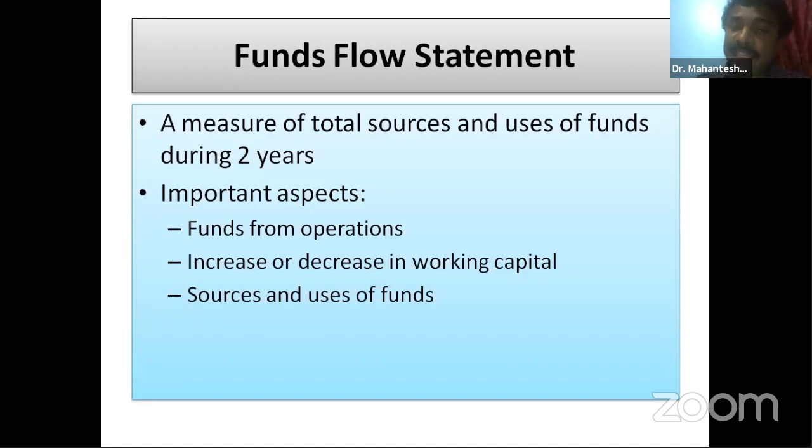Now when will there be an increase in working capital? When current assets increase, there will be an increase in working capital, or when current liabilities decrease, there will be an increase in working capital. Simple. Current assets increase will lead to an increase in working capital, or a decrease in current liabilities will lead to an increase in working capital, and vice versa. When will there be a decrease in working capital? When current assets decrease, working capital decreases, or when current liabilities increase, working capital decreases.